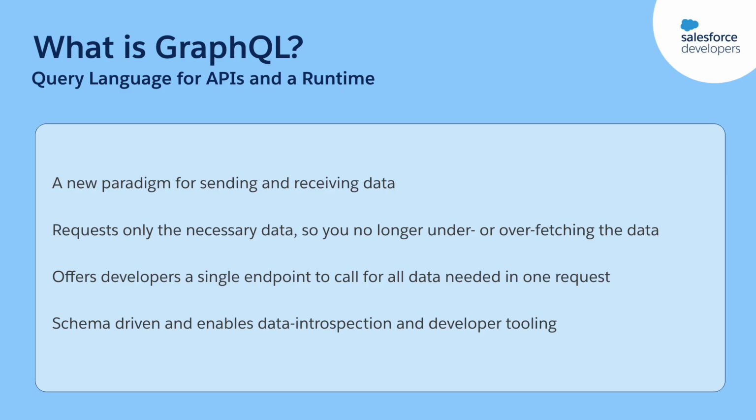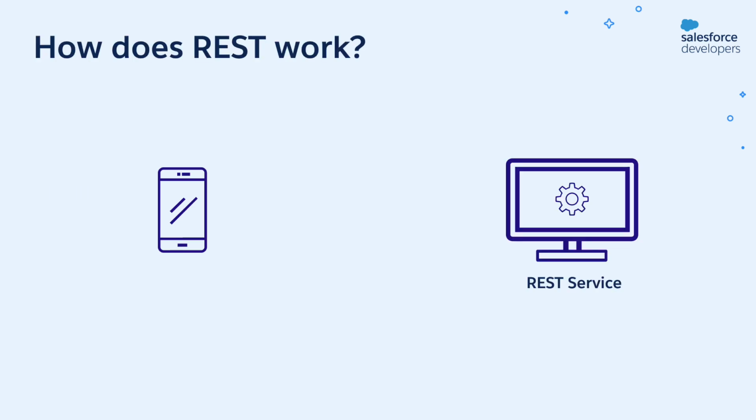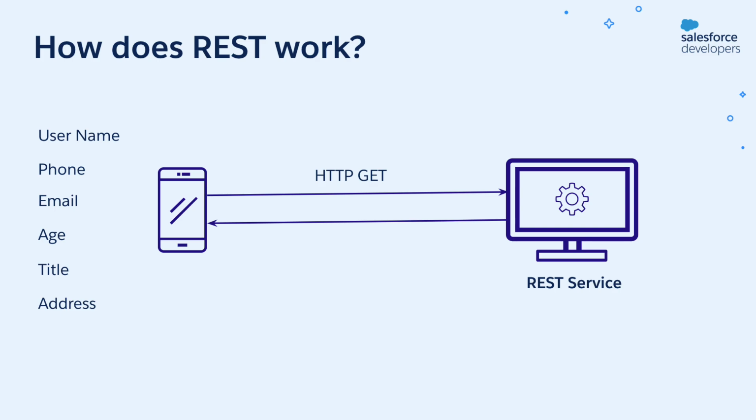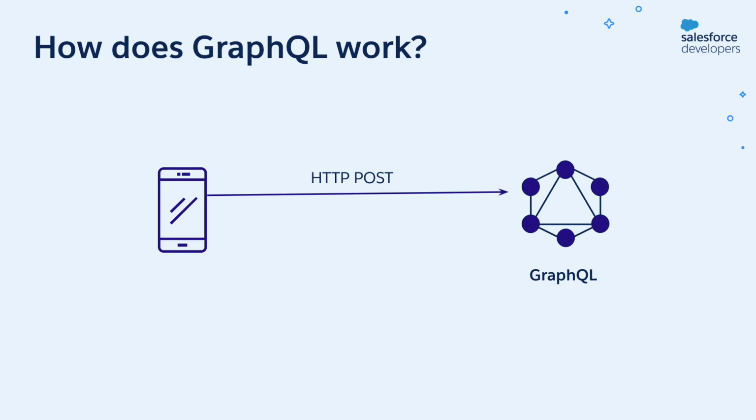Let's understand this with an example. Imagine you are implementing a mobile app and you want to display the basic user information, say just name and phone number. Assume you are using REST API. You send a GET request and the REST service returns all the user information available through that endpoint. This information might include email, age, title, address, and much more. But you don't need all of the data. So that is the wasted data. Now let's see how GraphQL works. You post a query and it returns exactly what you need.